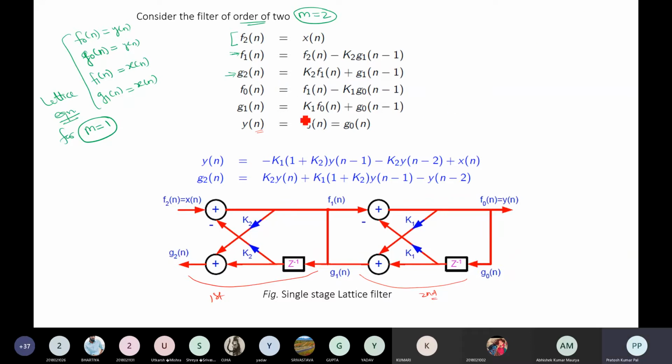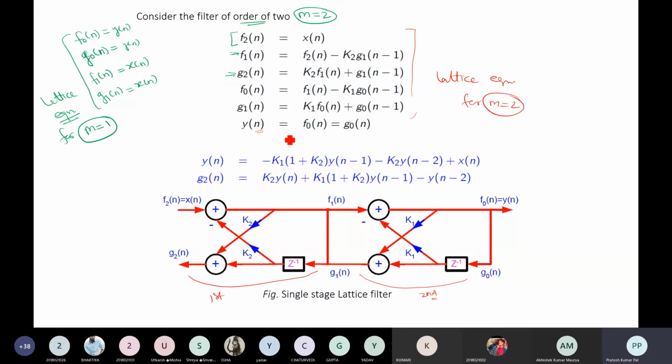Okay, so this f1 of n can be given directly from this lattice structure. So this f2 of n minus k2 multiplied by g1 with one delay, g1 with one delay into k2. Okay, so this is called the lattice equation for order 2.